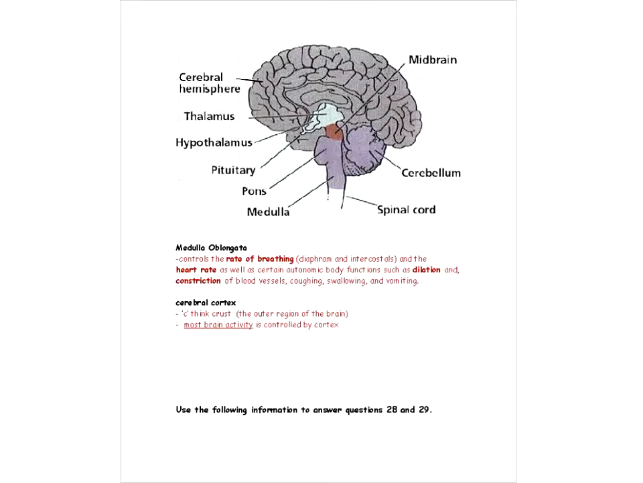At this point, we're going to look a little bit more in depth into the brain, and highlight a few important areas of the brain. Just get my little pointer here. The medulla oblongata is a really important area. As you can see, it controls the rate of breathing and also our heart rate, as well as certain other autonomic body functions such as dilation and constriction of blood vessels, coughing, swallowing, and vomiting.